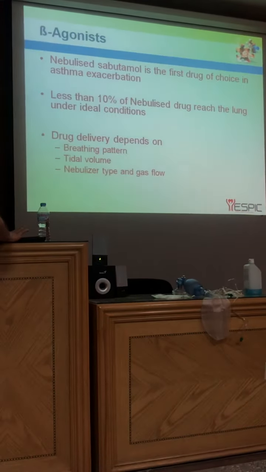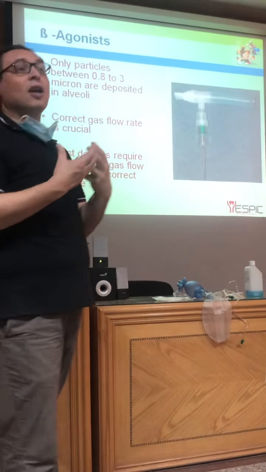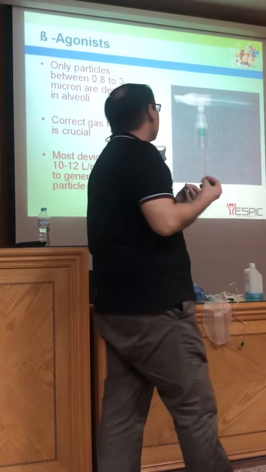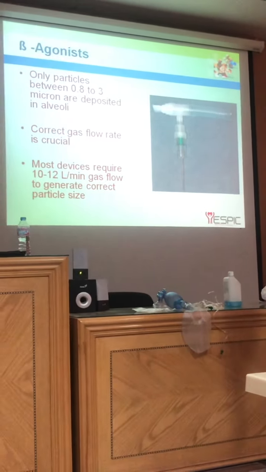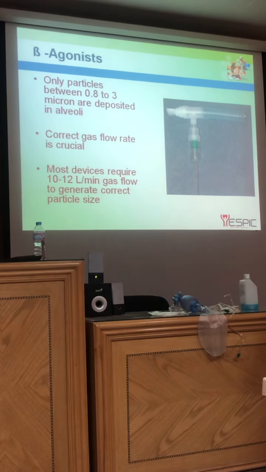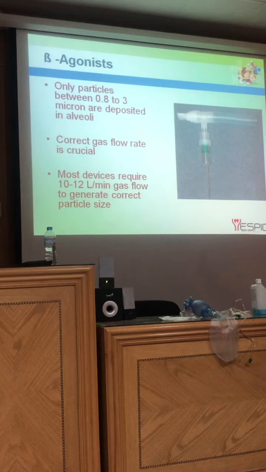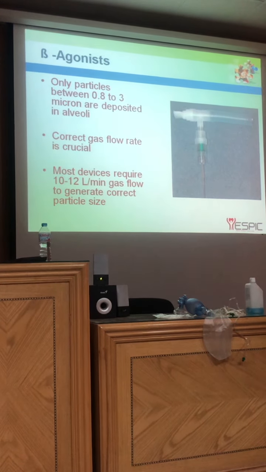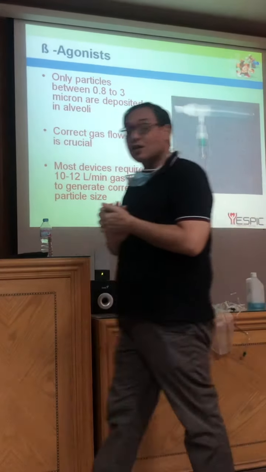The nebulizer should decrease the size of the drug particles to between 0.8 and 3 microns to allow them to reach the lung. If the size is more than 3 microns, it will not reach the lung and will precipitate in the trachea and the mouth cavity.